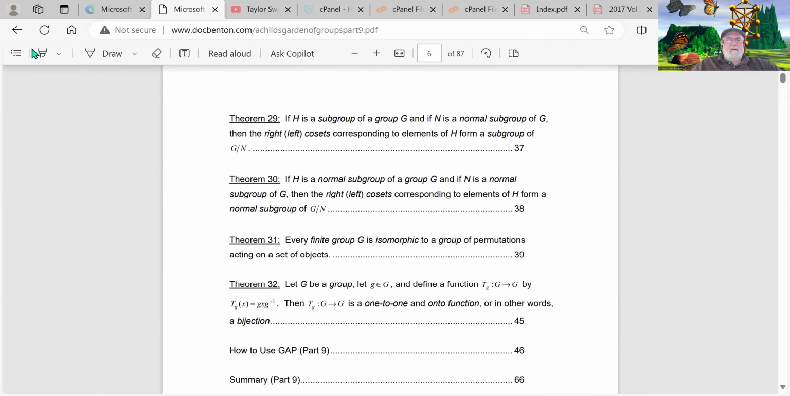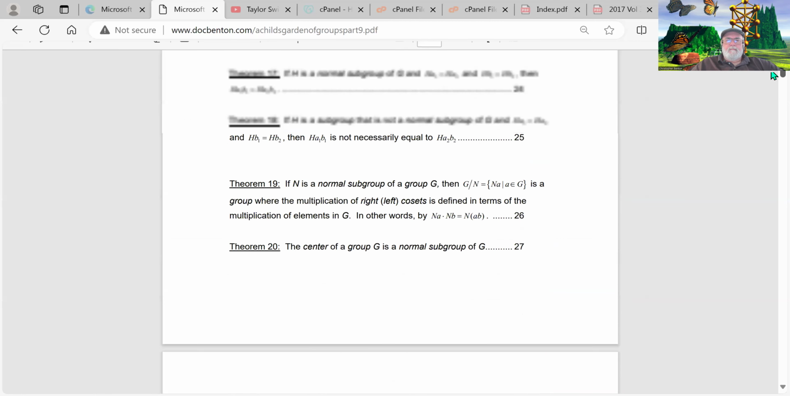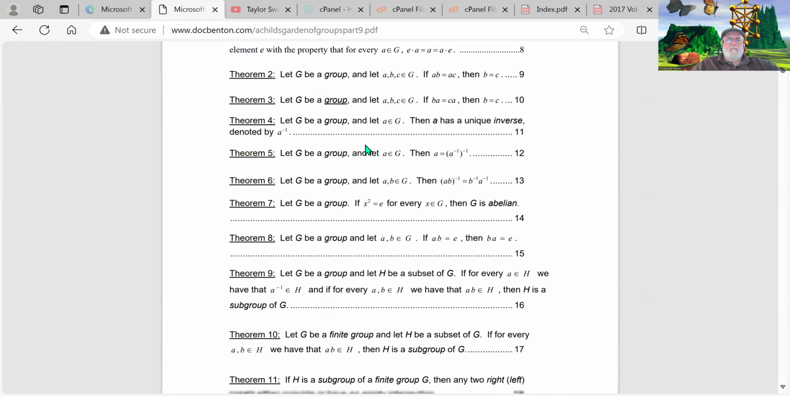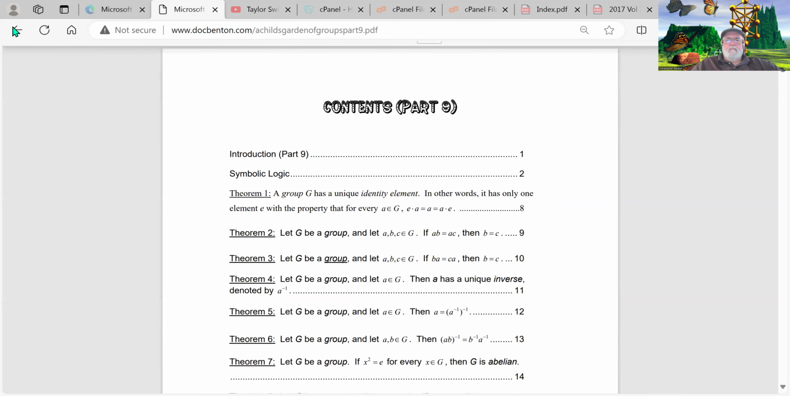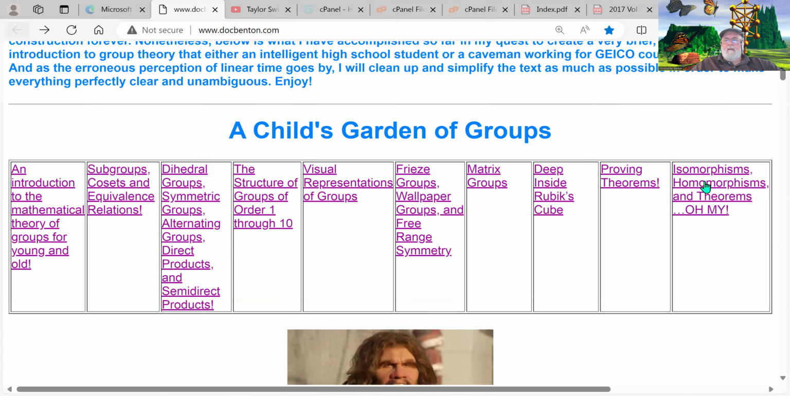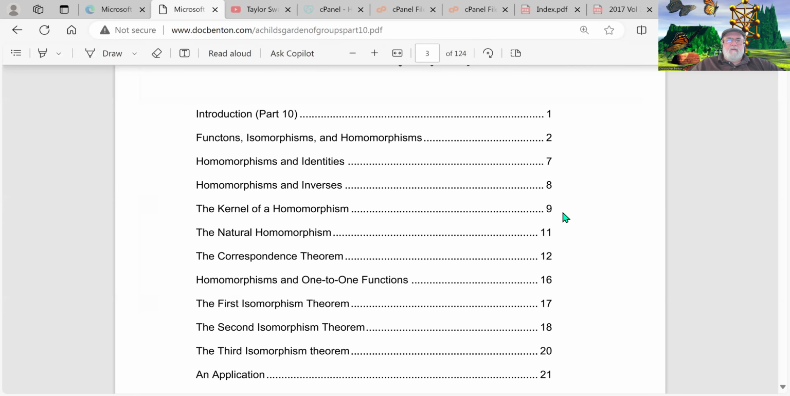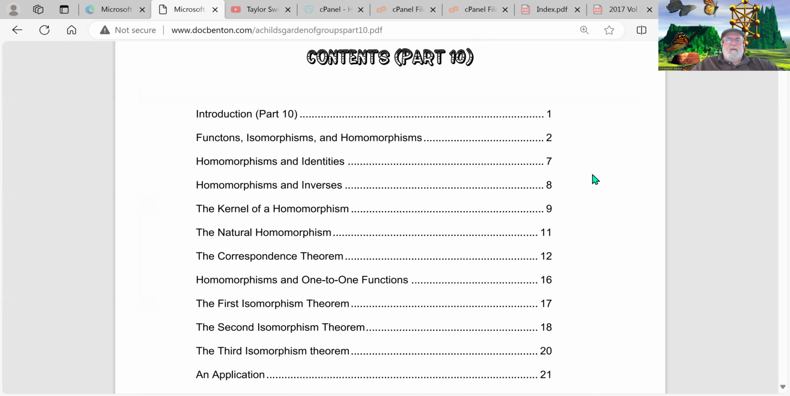And let's see. Let me go back up a little bit. And then the very last one, isomorphisms, homomorphisms, and theorems. Oh my. Here's where I get into some of the deeper theorems of group theory.